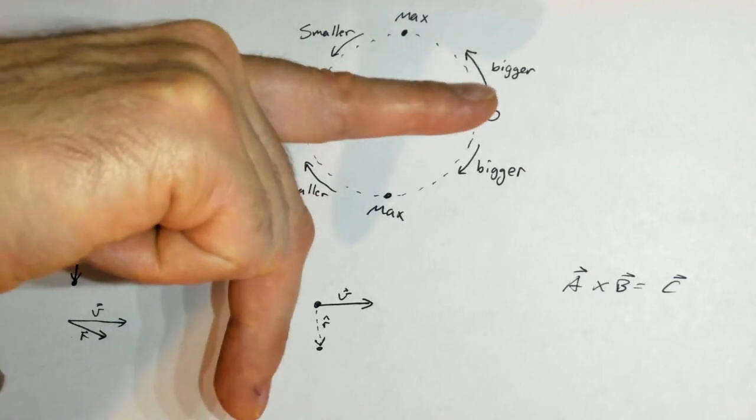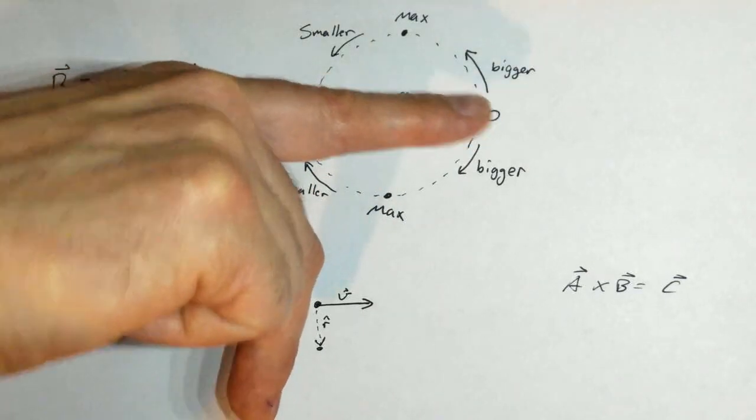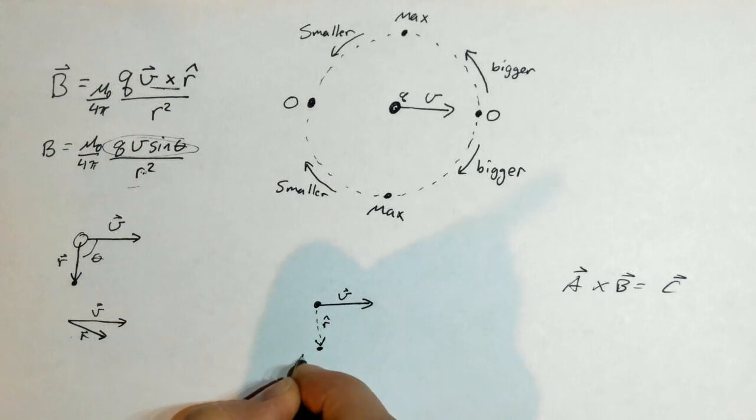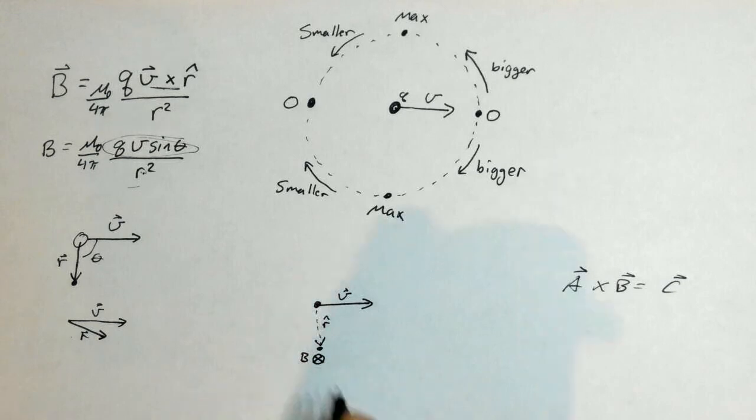Okay, so that's how I use my right-hand rule. So that means at that point right here, B is into the page, and we draw that with an X in a circle.